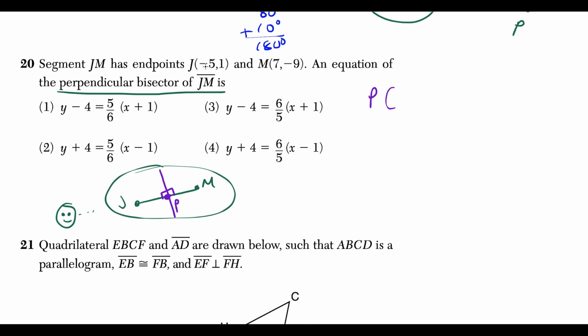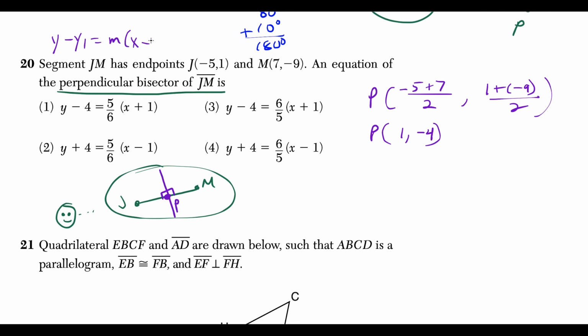So to find the midpoint, we would find the average of the x values. We have -5 plus 7 divided by 2. And then we have to also take the average of the y values. So we have 1 plus -9, and we're dividing that by 2 as well. So this tells us our midpoint is going to be 2 divided by 2, which is 1, that's our x, and then 1 minus 9 is -8 over 2 is -4. So this is going to be our point.